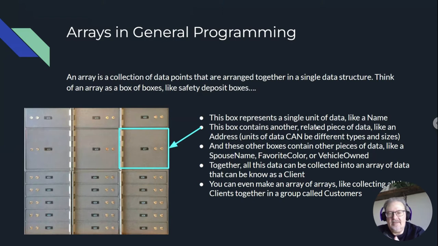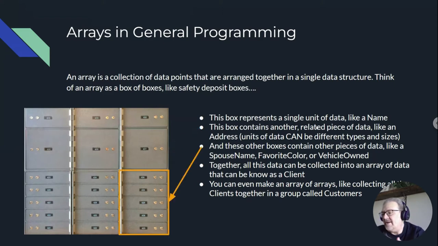It can be a data type like a string, or it can be text, or it can be an integer, or it can be a float. It can be all of these different things and still be part of the array. The rest of the data can be other pieces of data, things like what's their spouse's name, what's their favorite color, what's their favorite food, what kind of vehicle do they own. Whatever it is that we're collecting can be put into these individual boxes.